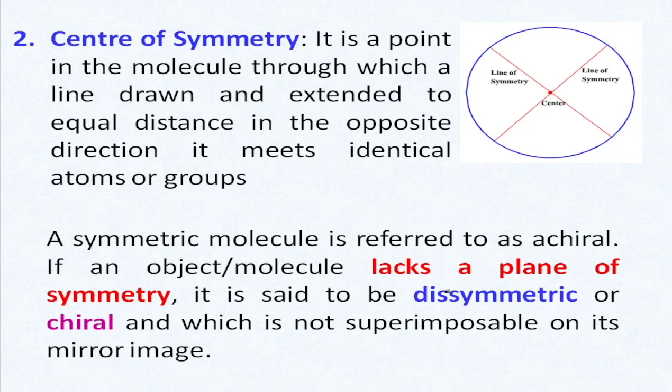Center of symmetry: a molecule with a center of symmetry is optically inactive. A symmetric molecule is referred to as achiral. If an object or molecule lacks a plane of symmetry, it's called dissymmetric or chiral, and it's not superimposable on its mirror image. Chiral complexes, chiral carbon.